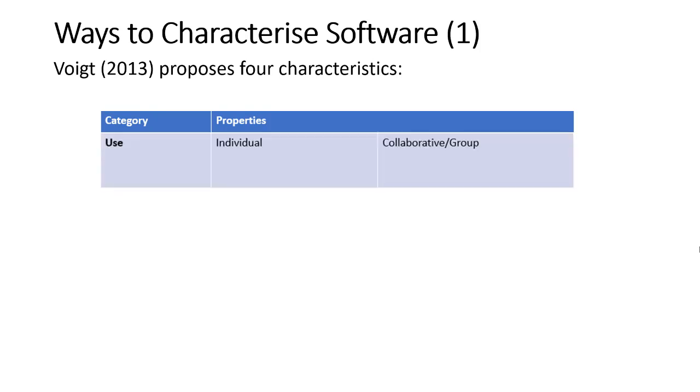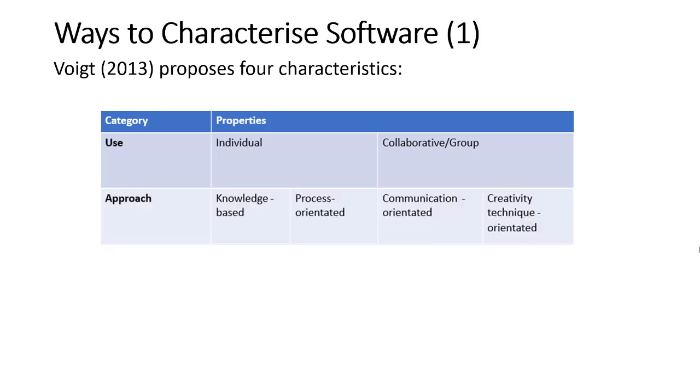So with the first one, the first category that we can use to categorize software which may assist in the creativity process is: is it used by an individual or a group? In other words, is it used for collaboration? The second one is the approach. So what approach does the software take to try and increase creativity?